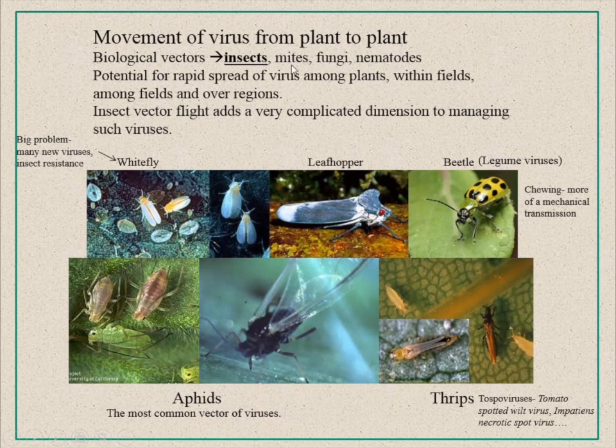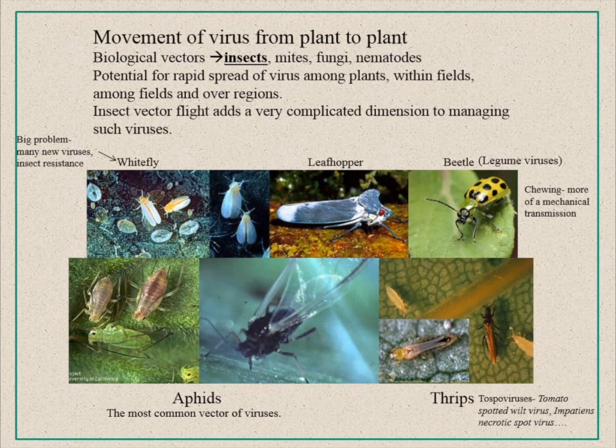Biological vectors include insects, mites, fungi, nematodes. Now, if a virus is transmitted by, say, a nematode, it is not transmitted by the other types of vectors. The virus-vector relationship is very, very specific to that virus and that vector. So they're not transferred from plant to plant by some other type of organism.